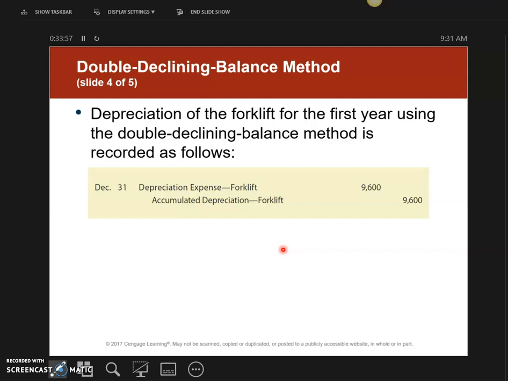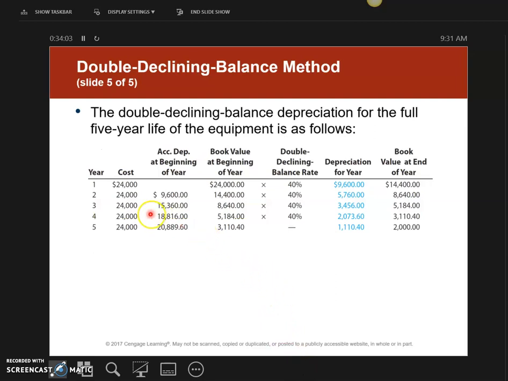Okay, so this is where it gets tricky. I'm still going to use 40% for year 2, but I have to remember it's 40% of the book value. Here's a little chart to help you. So here's my cost times 40%. There's my depreciation. So here's my book value at the end of year 1. My book value at the end of year 1 will be my book value at the beginning of year 2. So my cost is always the same. Here was my accumulated depreciation. Remember, my book value is this minus this, which equals $14,400 times 40%. So year 2 depreciation will be this number right here.